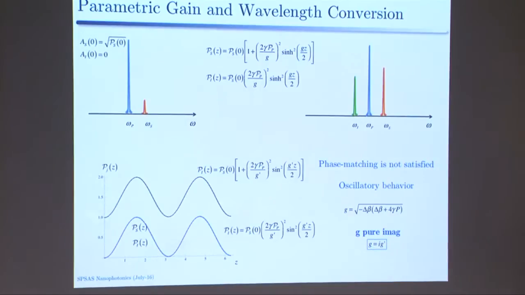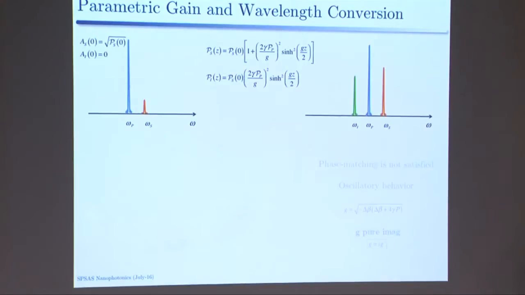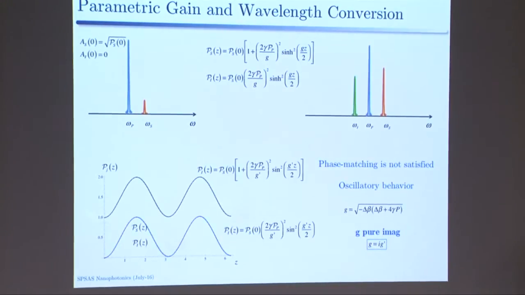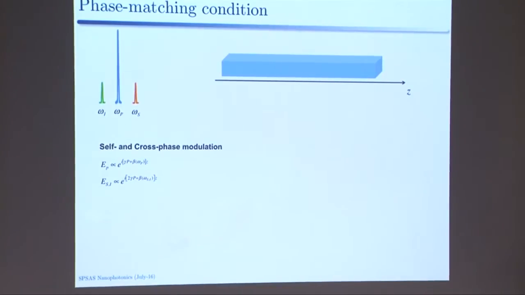Okay, so that's in nonlinear optics, phase matching, you're going to hear about that all the time. And in this particular case, you have just learned how it works. On a waveguide, it means I need to have G real or imaginary. So that condition, delta beta plus 2 gamma P equals zero, doesn't happen for every frequency. We're going to learn that pretty soon. Okay. Let's understand now phase matching.